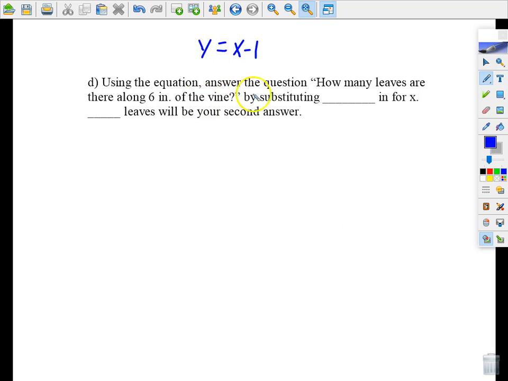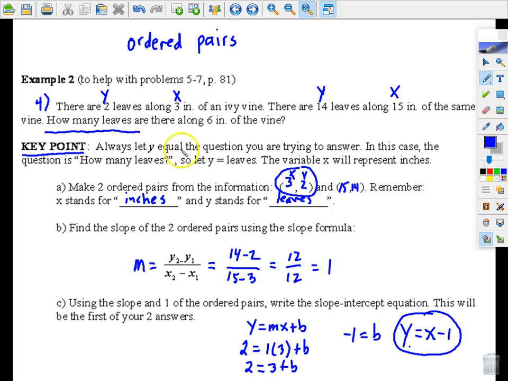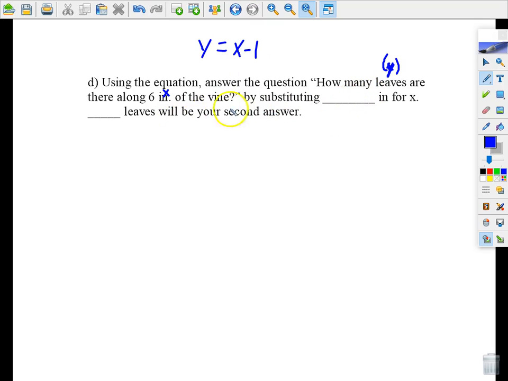So we're going to make a prediction and answer the question: how many leaves, remember that's the y variable, are there along 6 inches, that's x, we already decided over here. Remember, x is inches, y is leaves. Along 6 inches of the vine. To find the answer, we put 6 in place of x. And 6 minus 1, of course, is 5. That's the ultimate answer to this question.